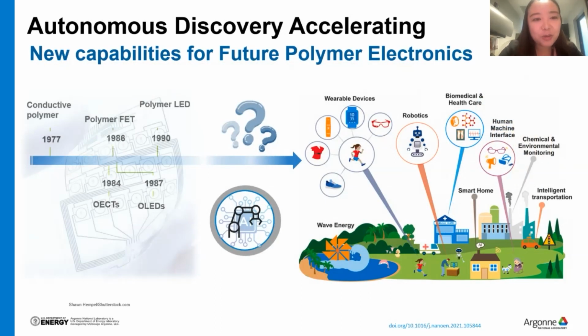So as I conclude my talk, I invite us all to think about a question. How much can we accelerate the advancement of new capabilities for future polymer electronics through AI and robots, and integrate polymer electronics into our smart society? This is an open question. I'm working on it. I'm looking for the answer.